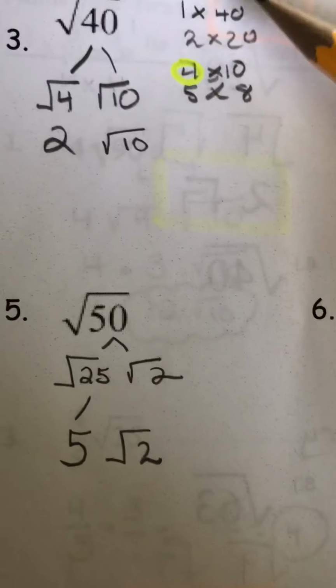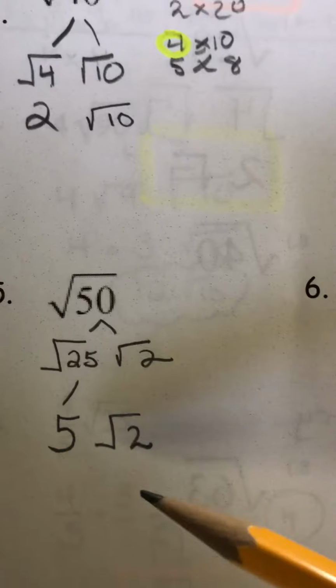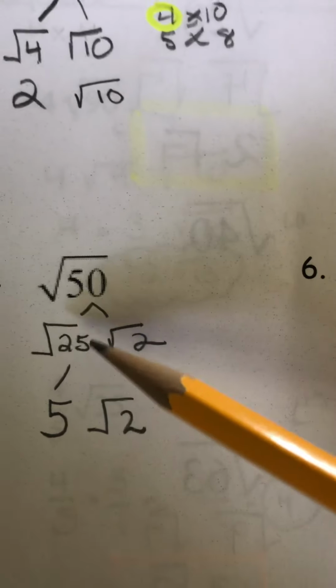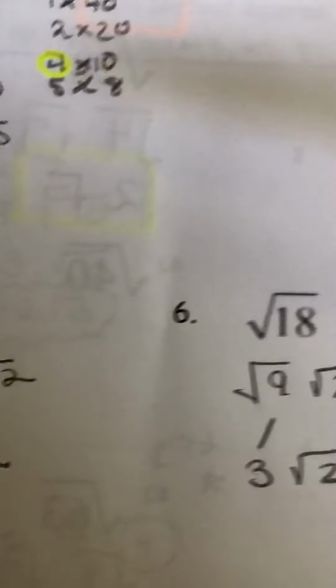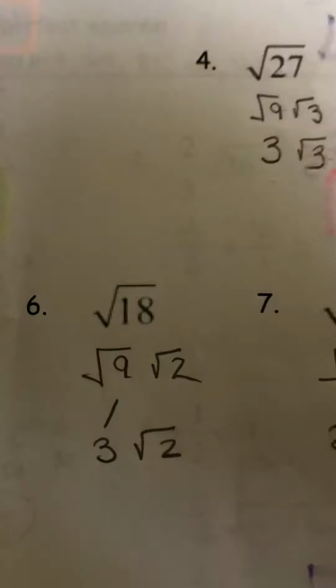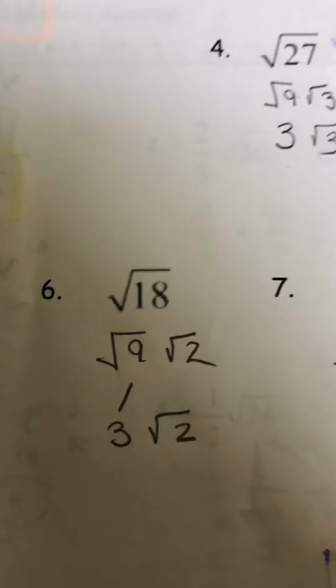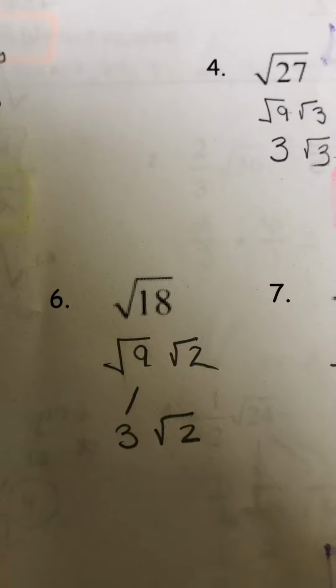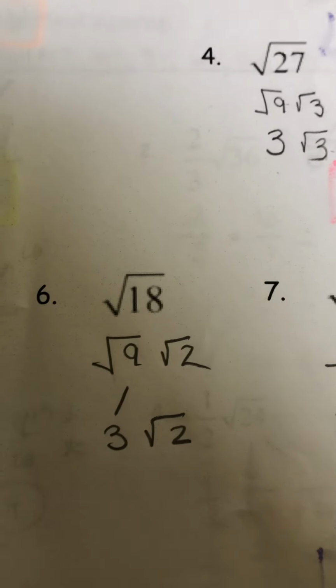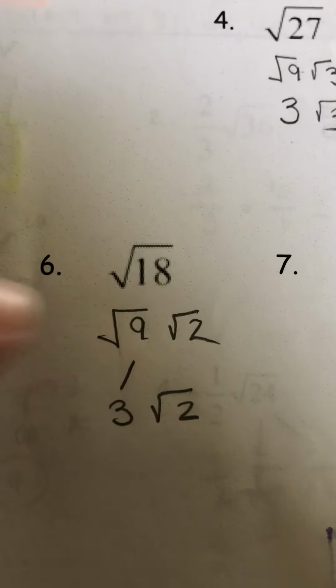So if you don't want to list all your factor pairs, use your perfect square list and bam, you get your answer right away. Square root of 25 is 5. Same thing for 18. Maybe you don't want to list all the factors of 18. 1 times 18, 2 times 9, 3 times 6. If you look at your list of perfect squares, you'll see 9 right off the bat.